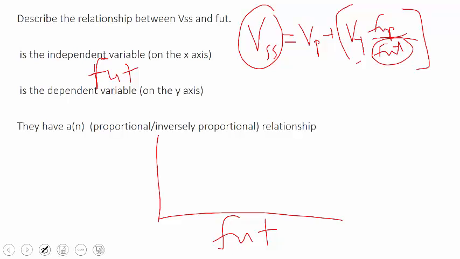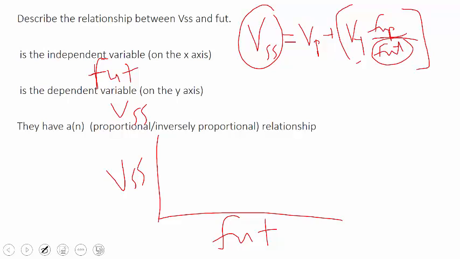And so VSS must be the dependent variable, which makes sense, right? Because the volume is determined by tissue binding. Tissue binding is not determined by the volume. The volume is the result, isn't it? So VSS is the result.